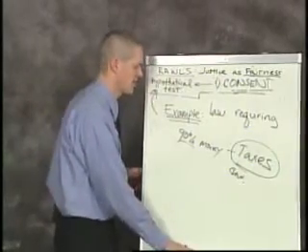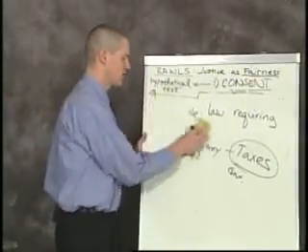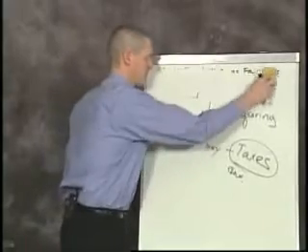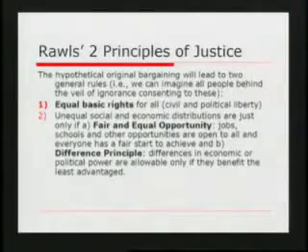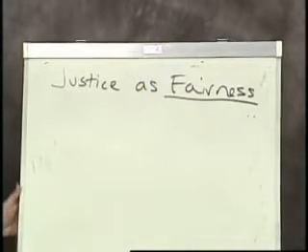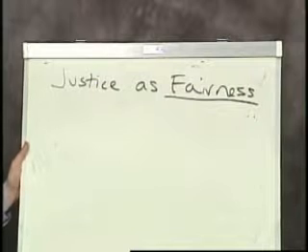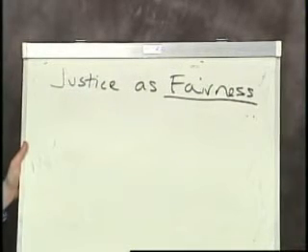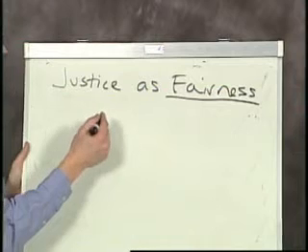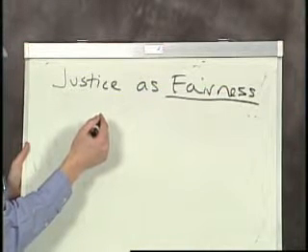I hope you understand the basic concept of the theory. Let's go now back to the slide and look at what Rawls thinks the theory produces. So, what is justice? Justice is fairness. What is fairness? Fairness is the application of the original position, testing our principles according to the original position.